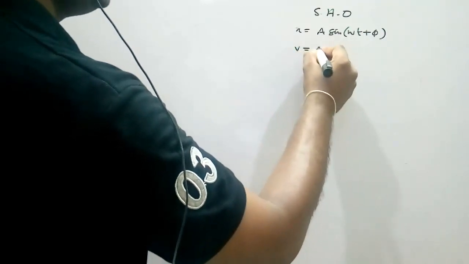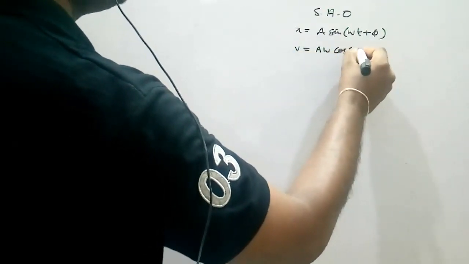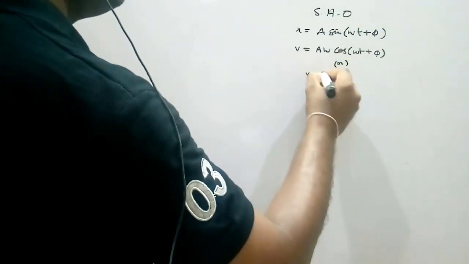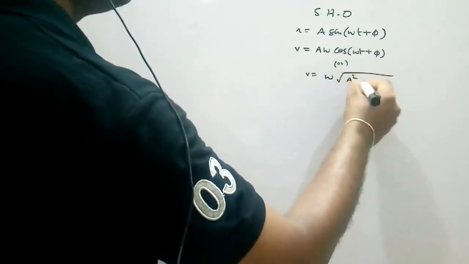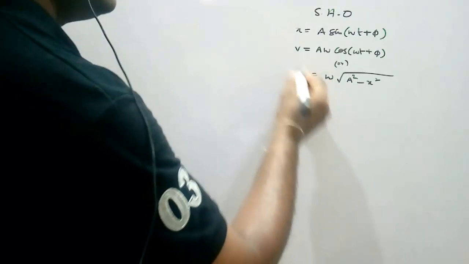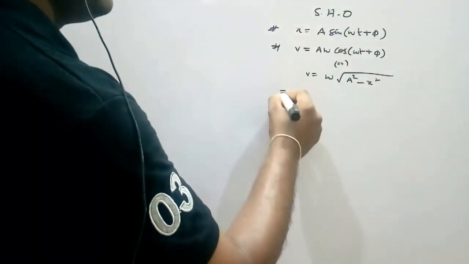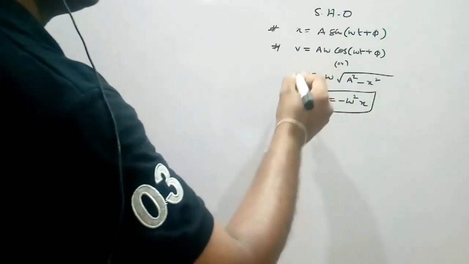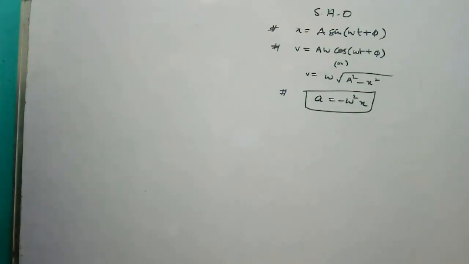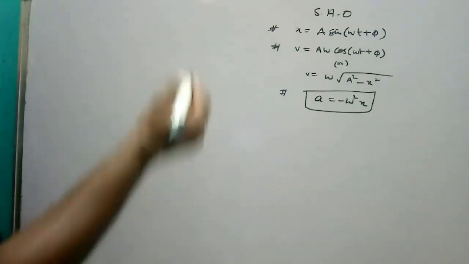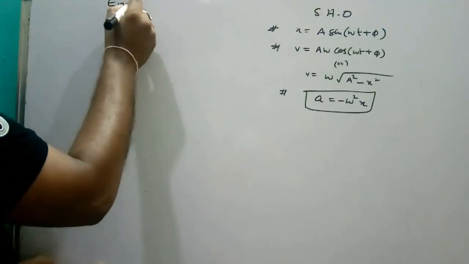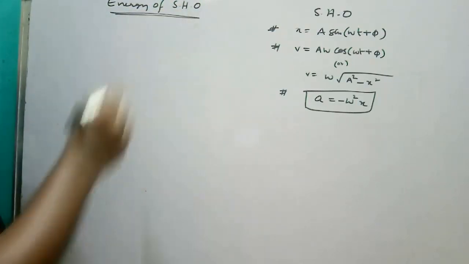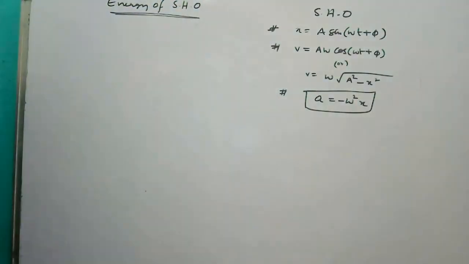The velocity equation is a omega cos of omega t plus phi, or this can be written as v equal to omega into under root of a square minus x square, and the acceleration formula is a equal to minus omega square x. So these are the formulas for a simple harmonic oscillator. Now we discuss the energy of a simple harmonic oscillator, which is reduced from these equations.